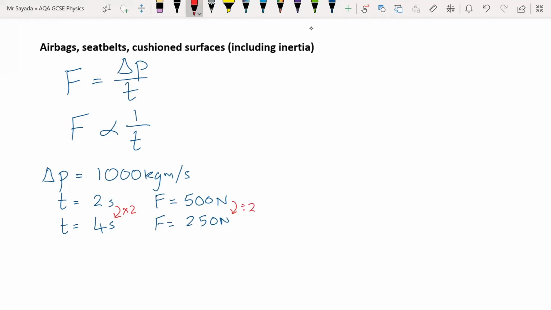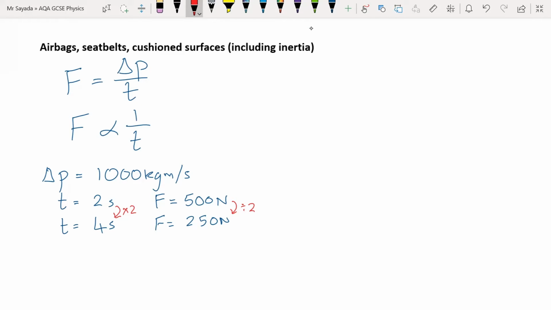By doubling the time for this change of momentum to happen, we've halved the force. In fact, if we were to multiply the time by 5, that would reduce the force by 5 times. The force would divide by 5. If the time was divided by 3, the force would times by 3. So we can use this to make safety devices.